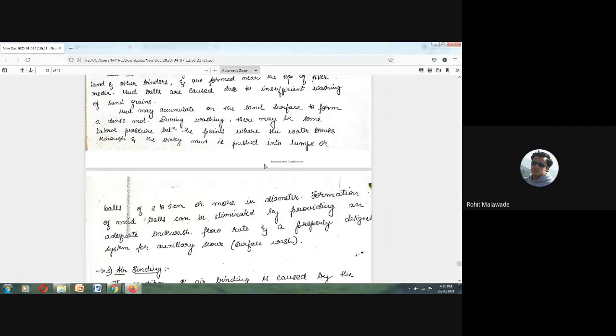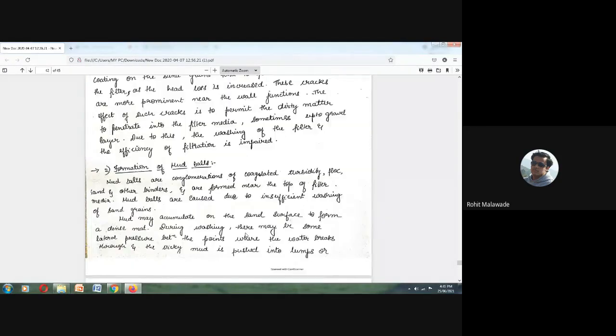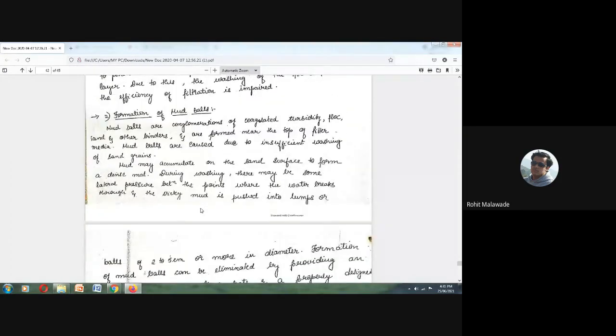So the formation of the mud ball will be there with a diameter of around 2 to 5 centimeters. With 2 to 5 centimeters, we don't have any pore space in your filter bed at all. So it may cause clogging. So this is how the formation of mud balls is going to occur.